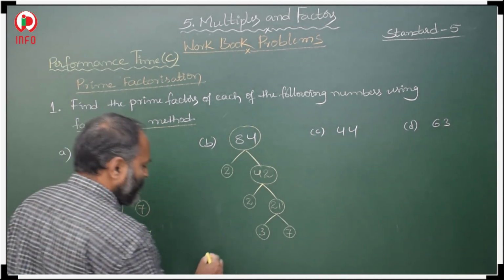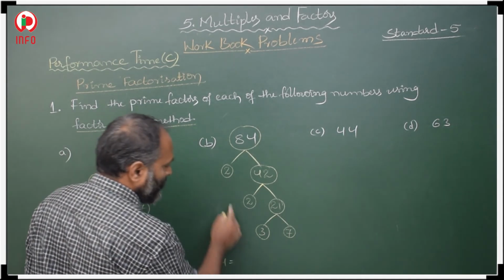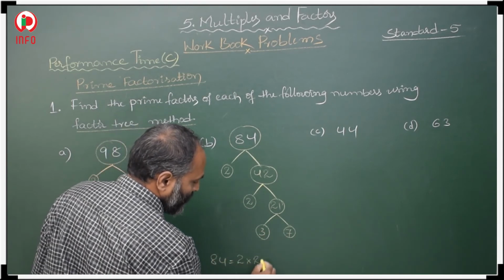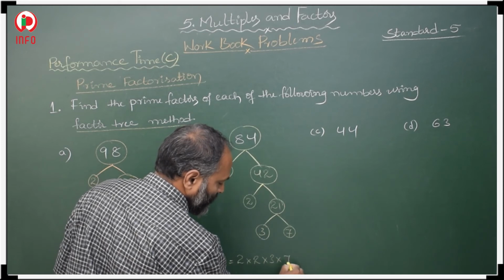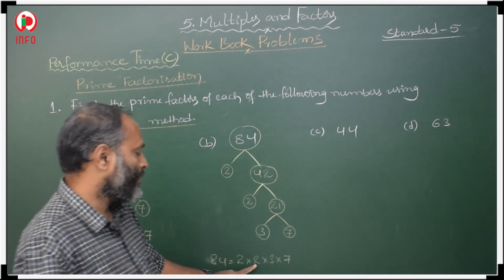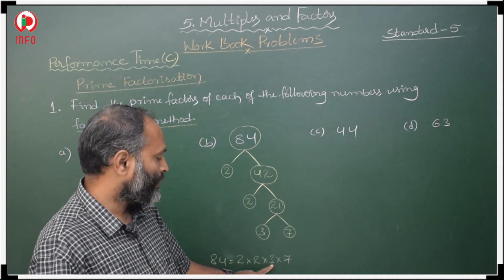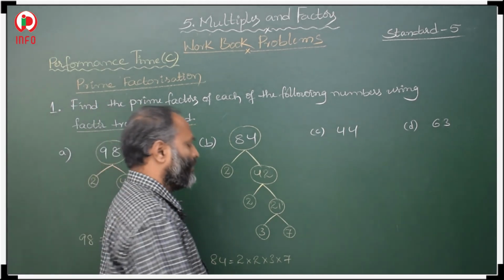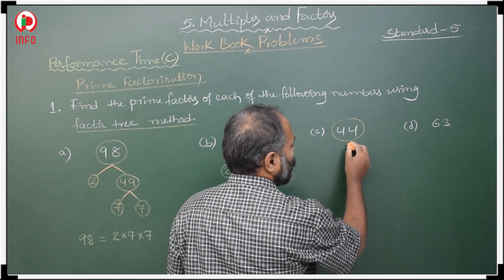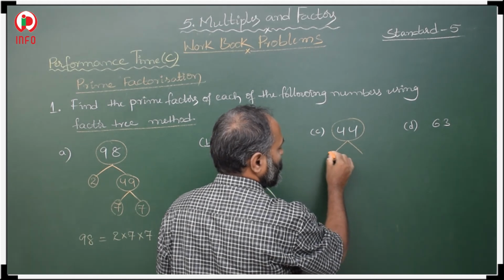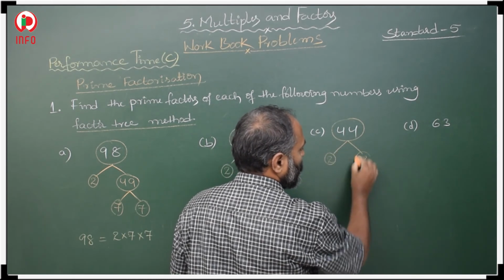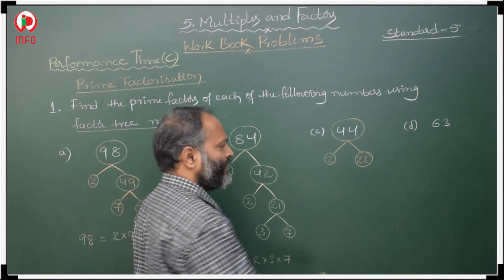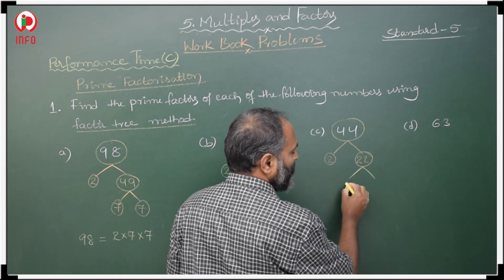Now, 84 as a product of prime factors is 2 into 2 into 3 into 7. Once you check, 2 fours are 8, 4 threes are 12, 12 sevens are 84. Now, 44. 44 is an even number, so we take 2, 2 twenty-twos are 44. This 2 is a prime number. Again, we have to break this 22. It is an even number, so again it is divisible by 2.